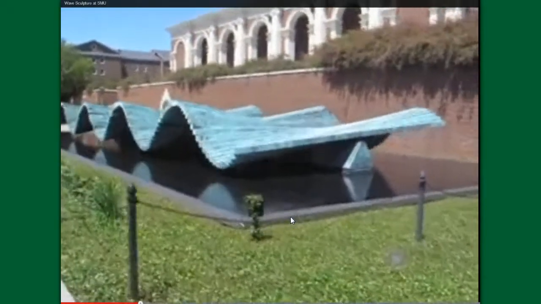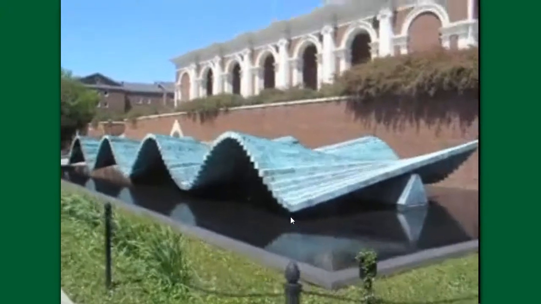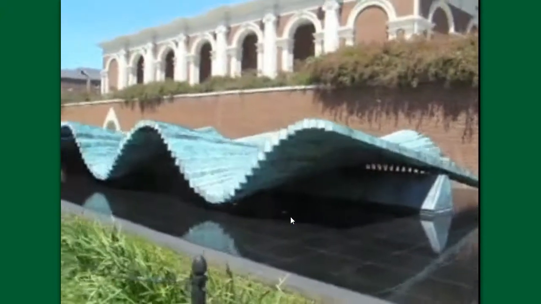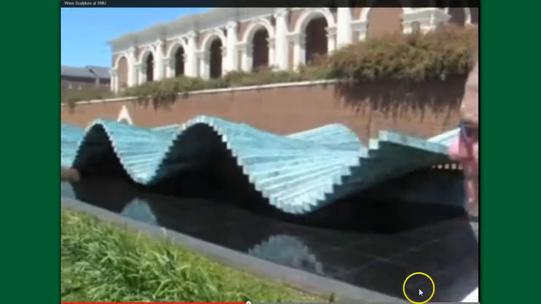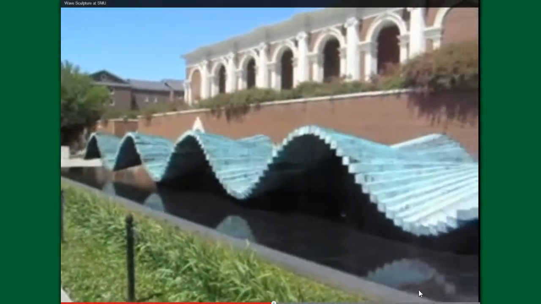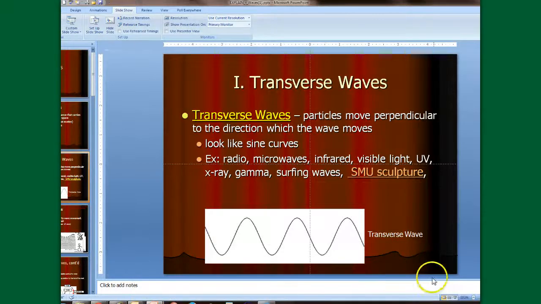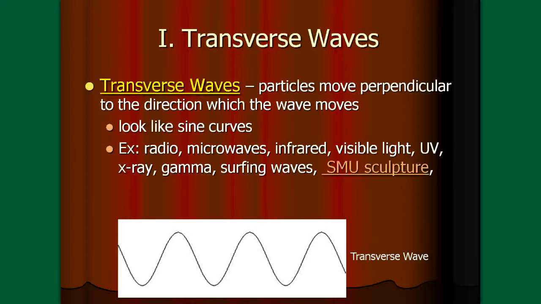And it's sort of an optical illusion because there's actually nothing that's traveling toward the camera in terms of matter. Energy in the form of this wave is the only thing that's traveling toward this person standing here. So that's a good example of a transverse wave. So take a minute, if you haven't already, write down some of those examples of transverse waves. Water waves, electromagnetic waves, and that sculpture at SMU is a good example.